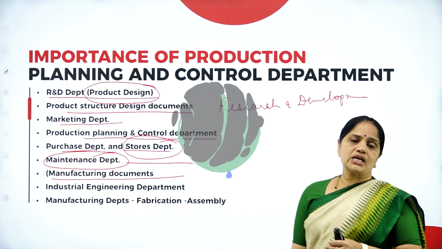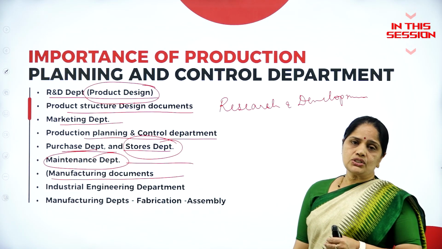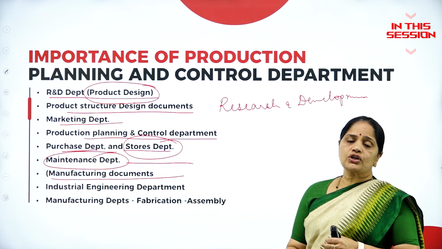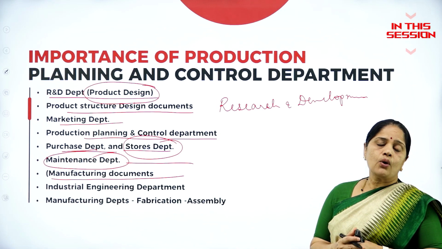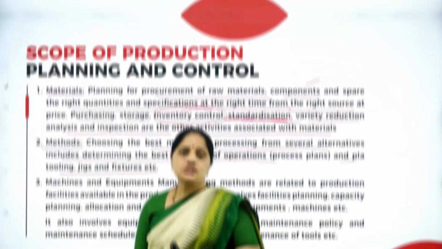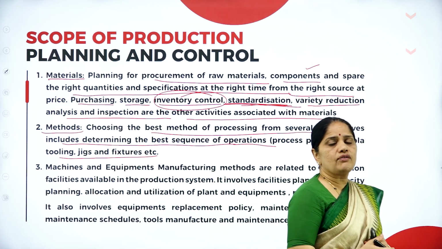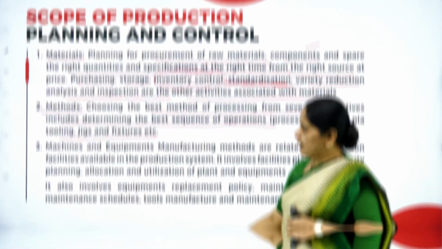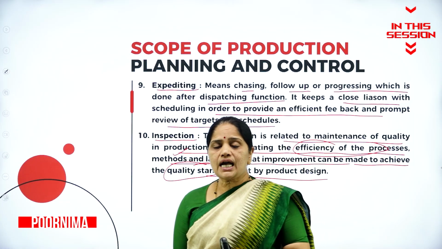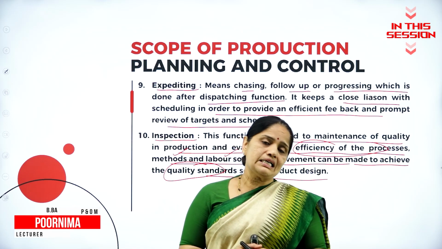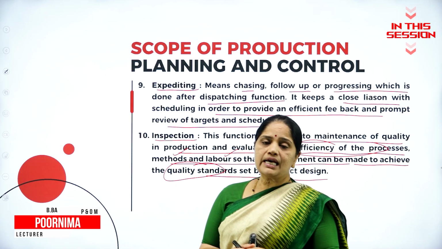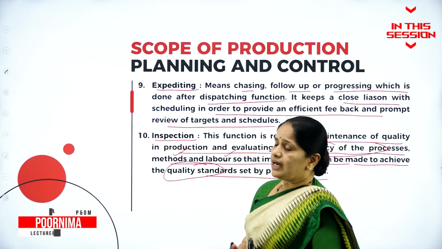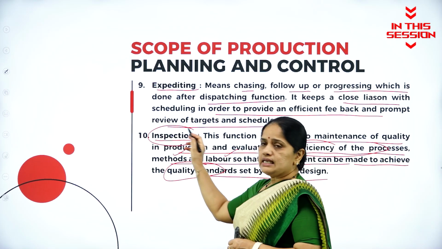Whatever the production house has manufactured, there should be a system of documenting each and every process within the production house. When we speak about the methods of operation, we have to plan the best method of processing. Whatever quality has been set by the product design department, whether that has been achieved, can be done only with the help of this inspection.